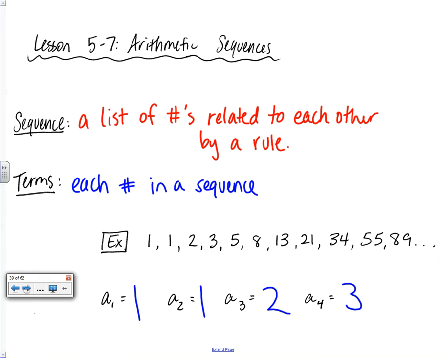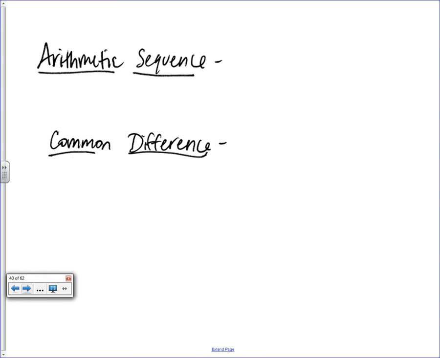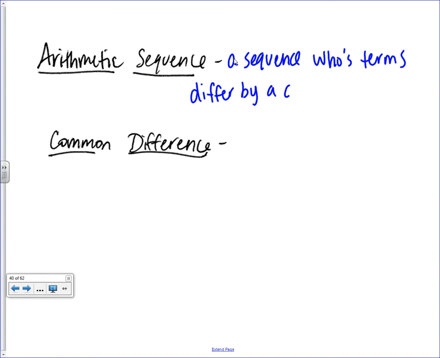The type of sequence that I want to talk about today is an arithmetic sequence. This is a sequence whose terms differ by a constant amount, meaning they go up by the same number every time or they go down by the same number every time. And we call that the common difference. The variable we're going to use for that is going to be D.